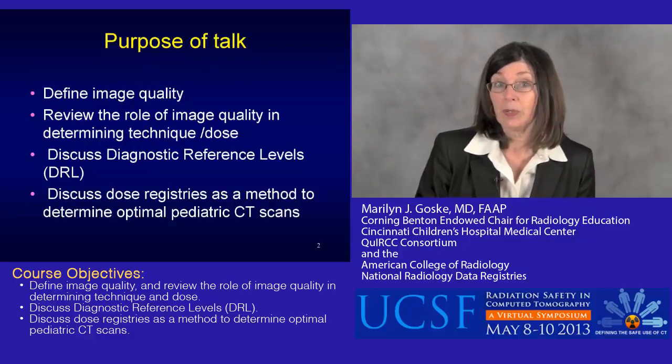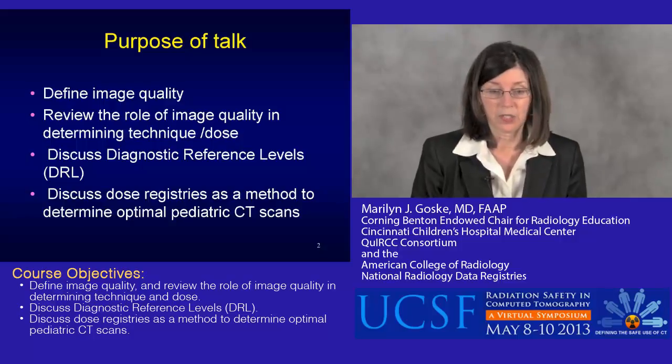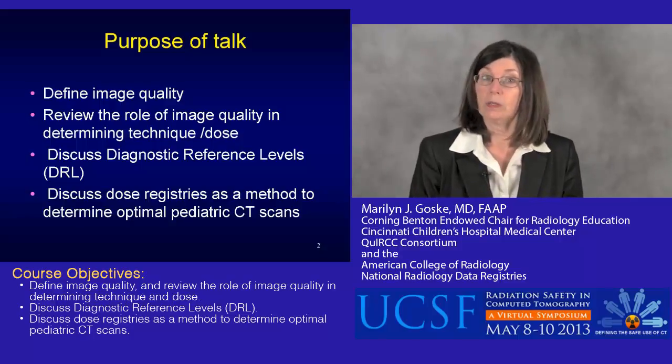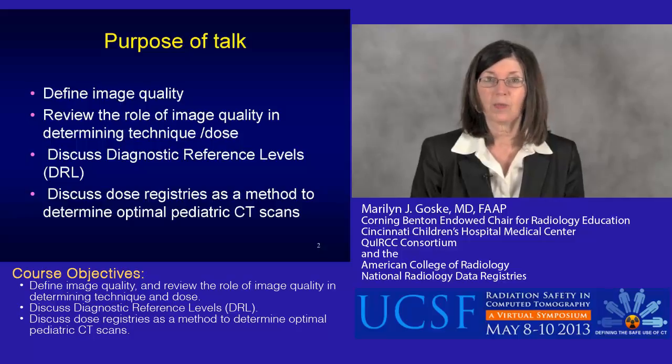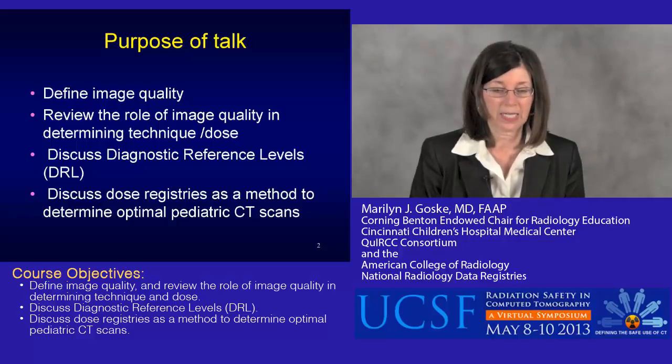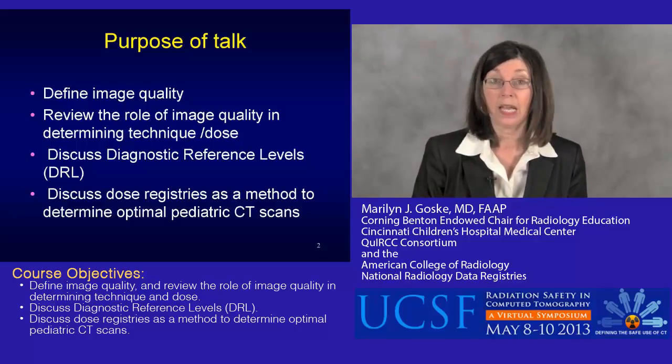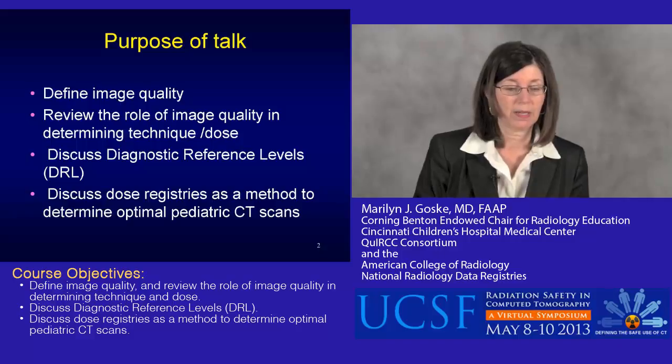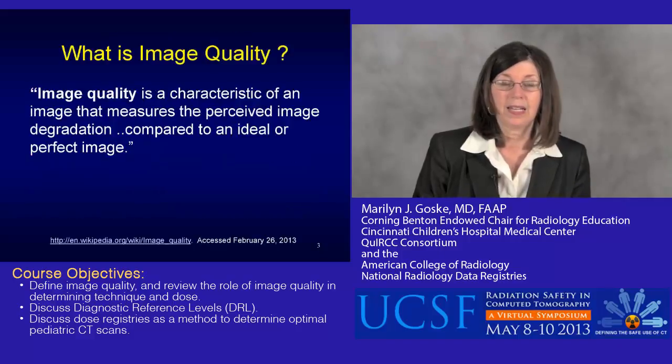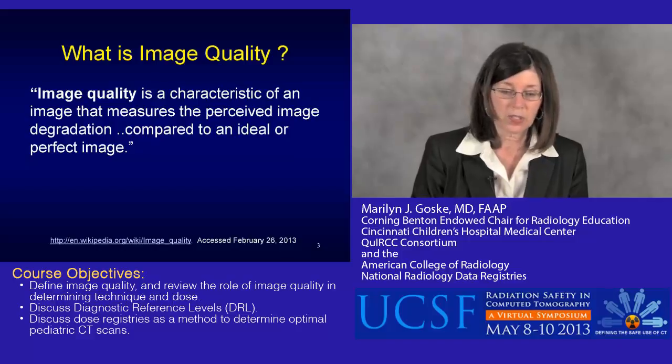So what we're going to do is talk a little bit about image quality. We're going to try to discuss the role of image quality in determining technique and dose. We will also talk about diagnostic reference levels. What are they? And finally, we'll talk about dose index registries as a method to determine optimal pediatric CT, and a little bit about the results from the QuIRCC group. So what is image quality?